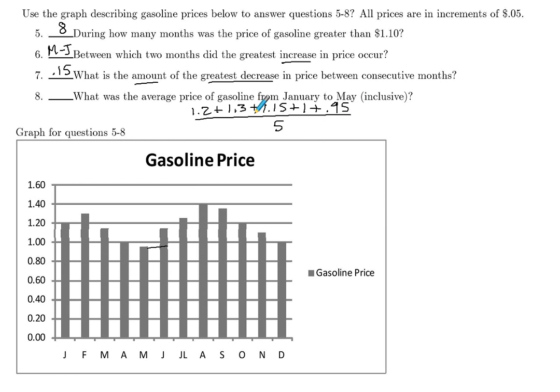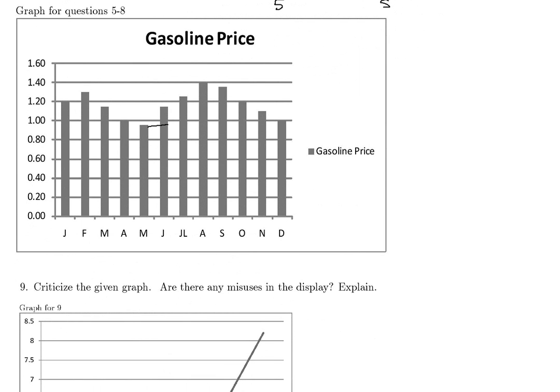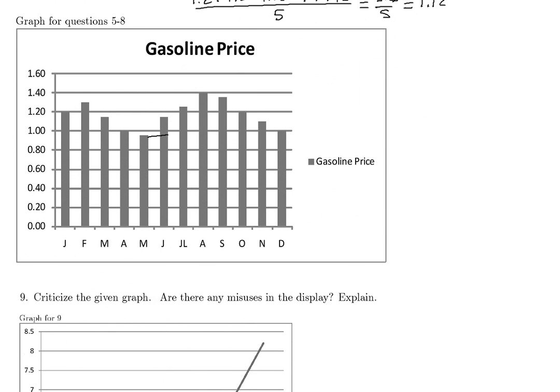And so this total up on top here is 5.6. And if we divide that by 5, we get about $1.12 a gallon. Okay, so just some practice reading bar graphs, and a line graph could be another possibility. I could give you a line graph.